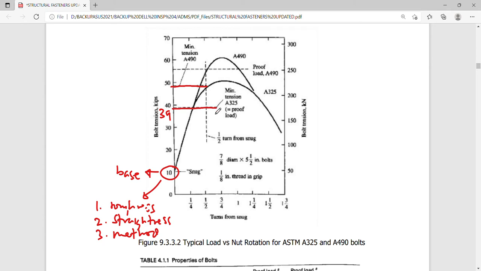So you will notice that for the A490 bolt, the minimum tension and the proof load are not the same. Because this is a high strength bolt, if you account for the minimum tension on the basis of a percentage of the tensile strength Fu, then your proof load in the actual test result will be greater than the minimum tension bolt as specified as a percentage of Fu, which is I think more or less 70%.